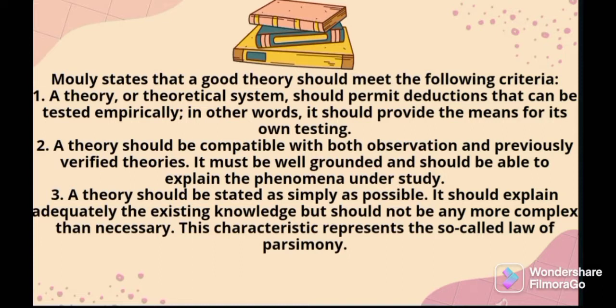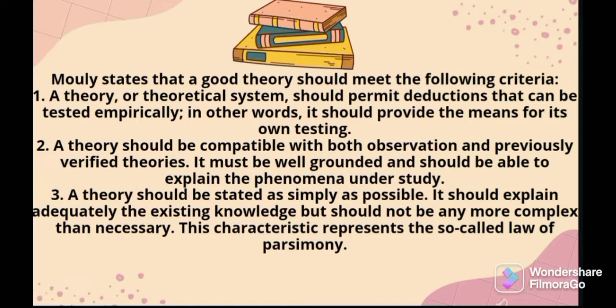Number one, a theory or theoretical system should permit deductions that can be tested empirically. In other words, it should provide the means for its own testing. Number two, a theory should be compatible with both observation and previously verified theories. It must be well-grounded and should be able to explain the phenomena under study.